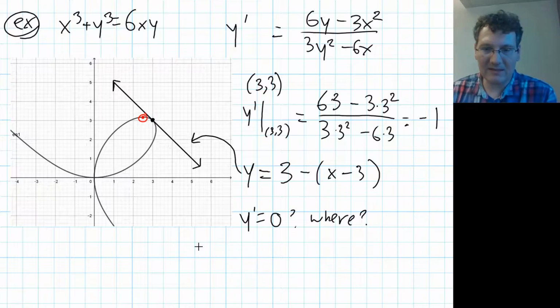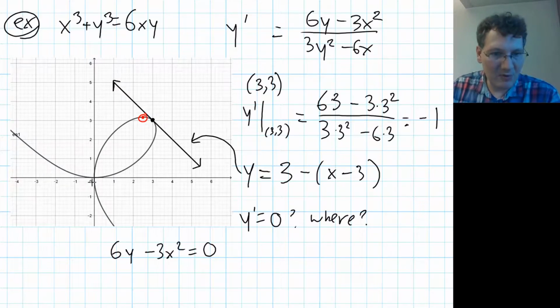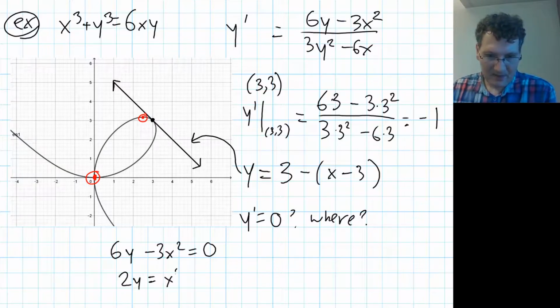All right, well, that's going to be 0 only when the numerator is 0. So when is 6y minus 3x squared equal to 0? Actually, you can see that that happens at a couple of places. It happens down here as well. And you can find that by solving this. 6y equals 3x squared, actually, I'm going to divide by 3, so I'll have 2y equals x squared.